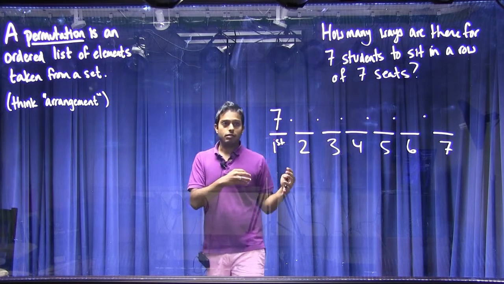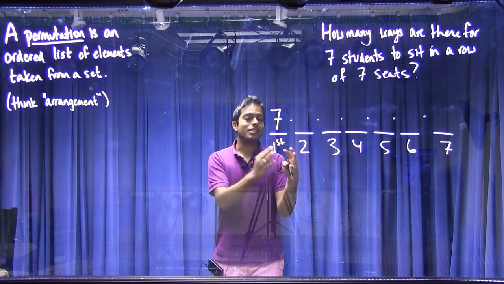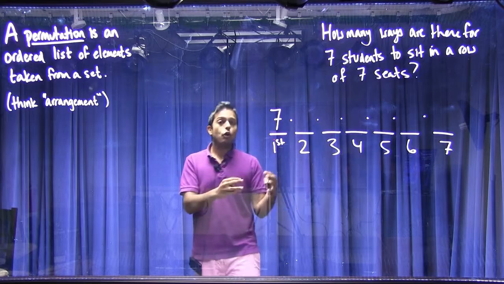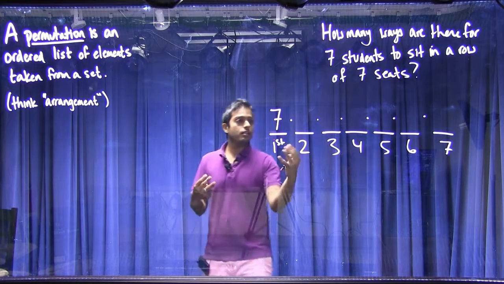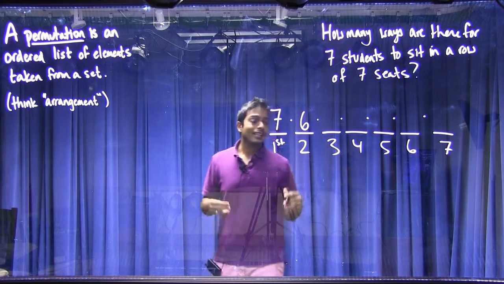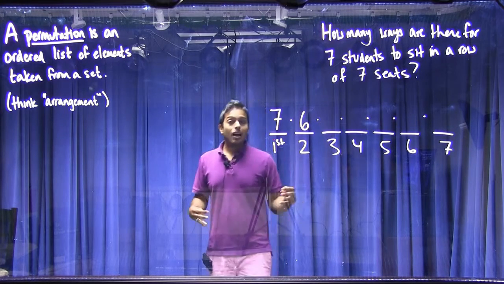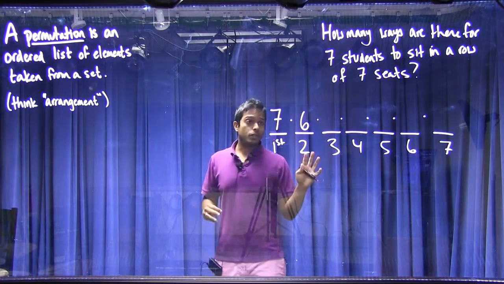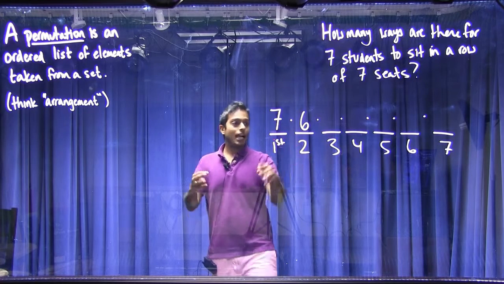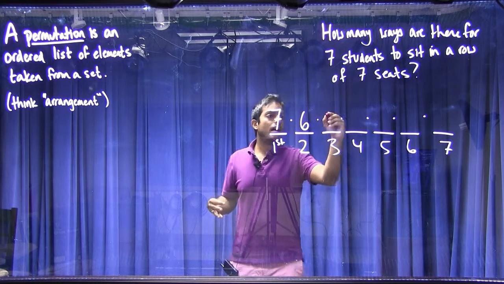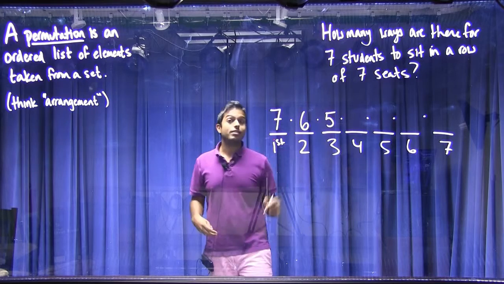There are 6 students left, and then they all approach the second seat. So any of those remaining 6 students can sit in the second seat. That's like the second stage if we were drawing a tree diagram. Now, there's only 5 students left because 2 are already sitting down as they approach the third seat, so there are 5 options for who sits there.